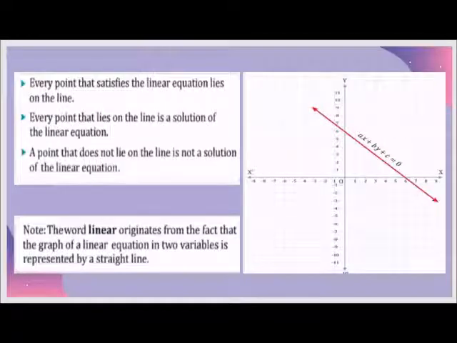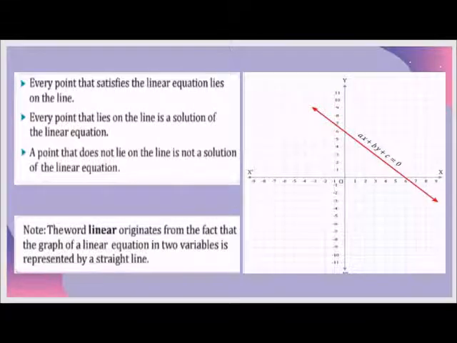Fine. Then from these, it is clear that every point that satisfies the linear equation lies on the line. Every point that lies on the line is a solution of the linear equation. A point that does not lie on the line is not a solution of the linear equation. Note, the word linear originates from the fact that the graph of a linear equation in two variables is represented by a straight line. So here ax plus by plus c equals 0 is represented by this straight line.